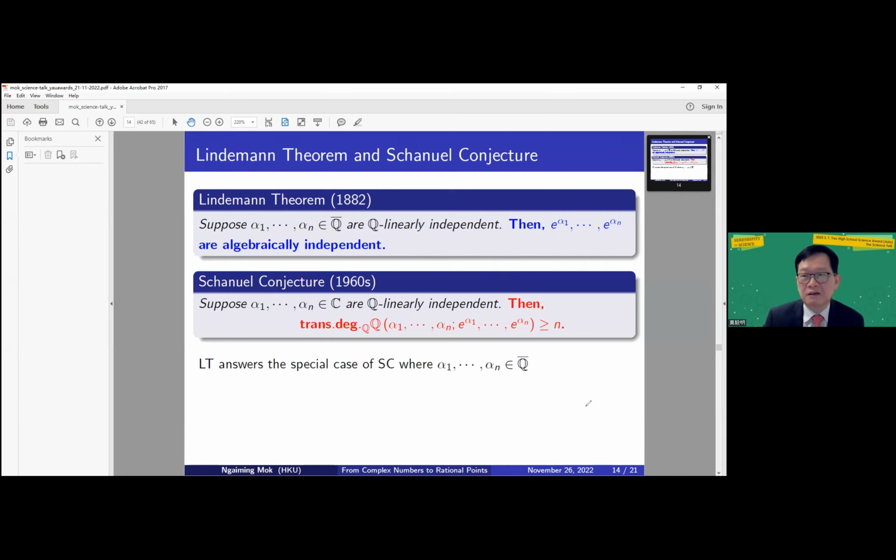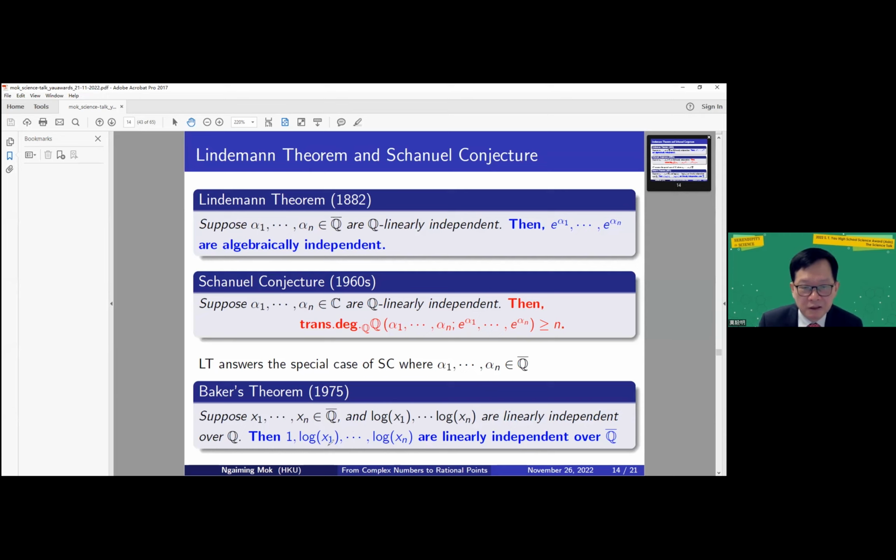This is assuming that e to the power alpha 1 up to e to the power alpha n are actually algebraic. Then you're looking at the log function. What you could prove is that 1, log x1 up to log xn are linearly independent over Q bar. So this was already a very big achievement, and Alan Baker was a Fields medalist slightly after that.